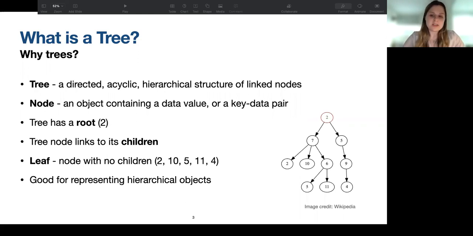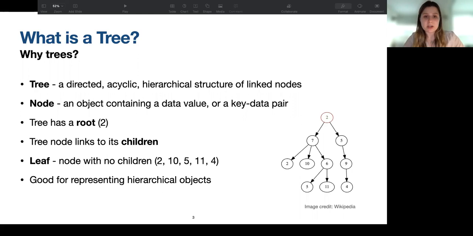You can also see that there are links between the nodes, between the elements of the tree, and these links have direction. They go only one way. They go from top to the bottom, but not the other way around.